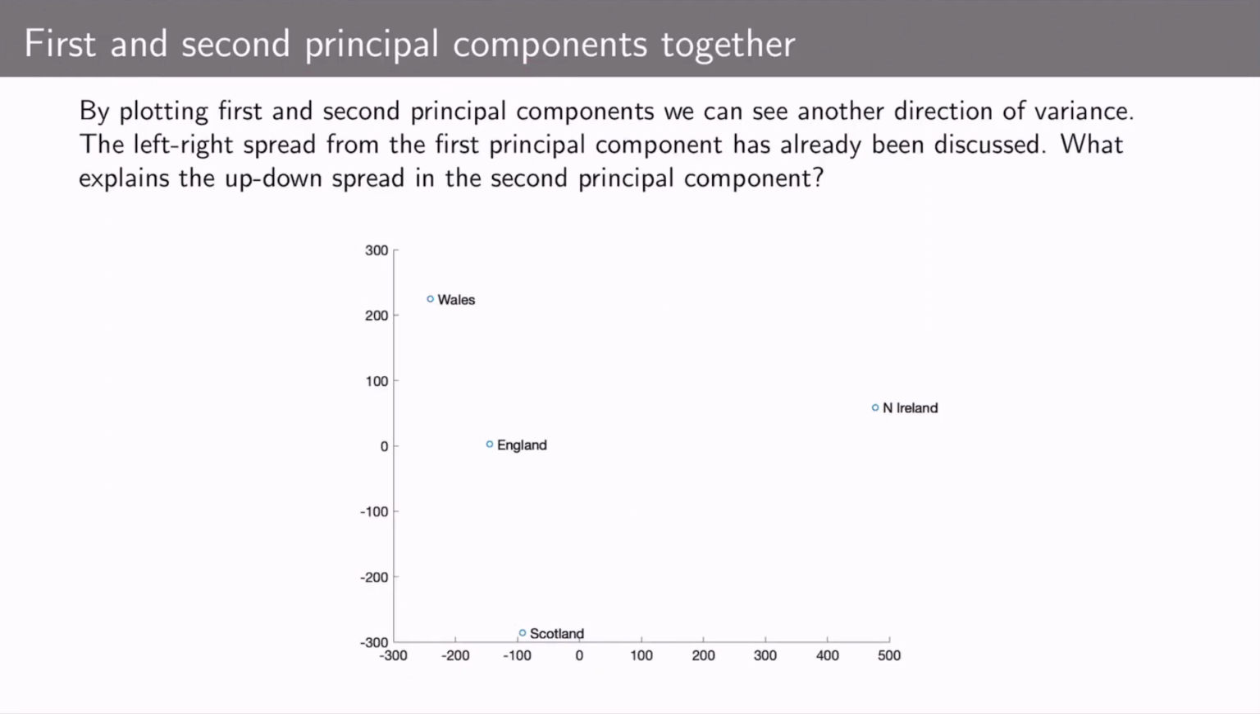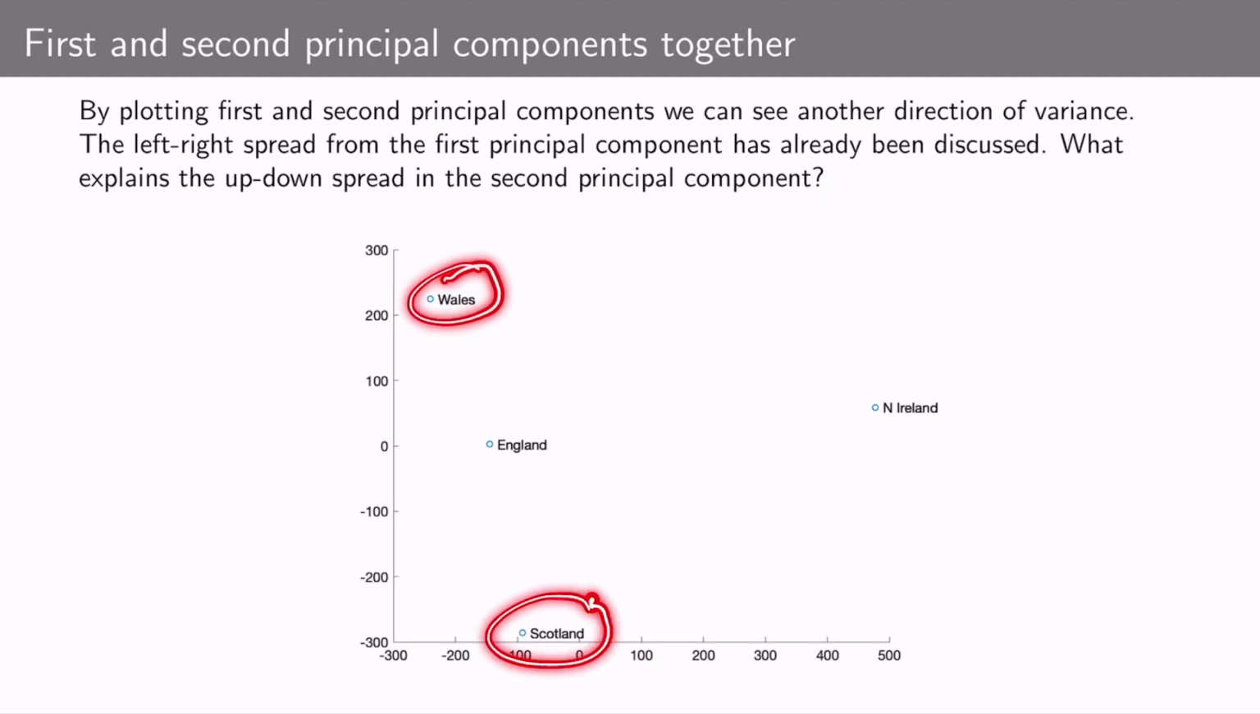But for now, let's go back to our example and see what we can learn from the second principal component. I've plotted our 4 observations orthogonally projected onto the plane spanned by the first and second principal directions, u1 and u2. We've already seen the left to right spread along the first principal component that made Northern Ireland pop out as being different from the other countries. Now we've got another direction of spread, up to down, along the second principal component. This is making other differences pop out. For example, there's a pretty big difference between Wales and Scotland along the second principal direction.